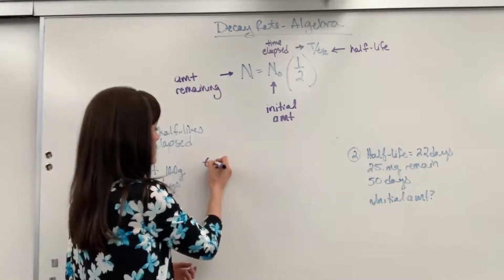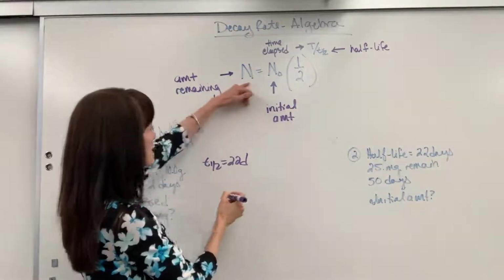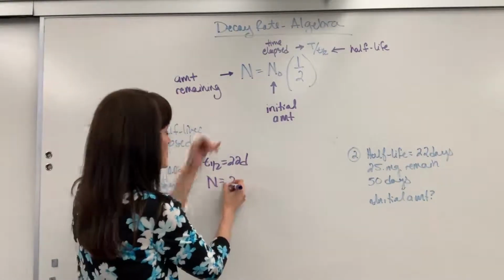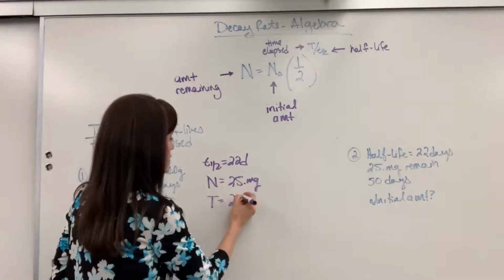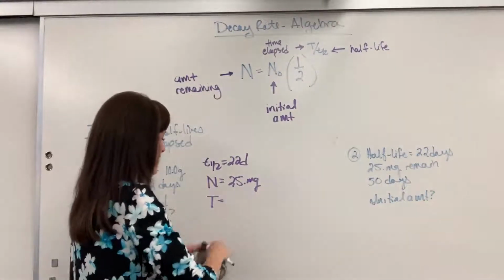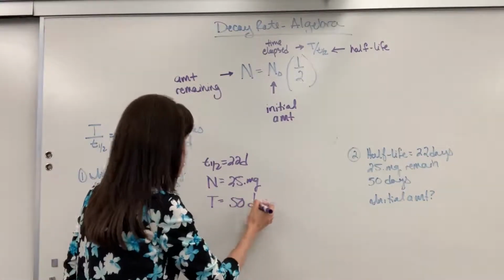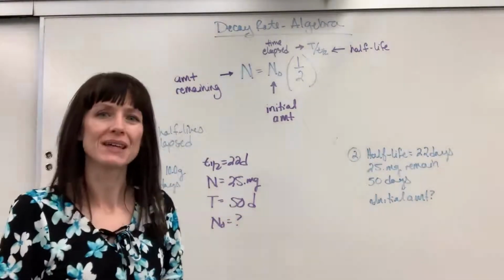Our half-life is the 22 days. Now the amount remaining, that's N. That's going to be your 25 milligrams. Time elapsed, 50 days have elapsed. And we want to know what's the initial amount. How much did we begin with?